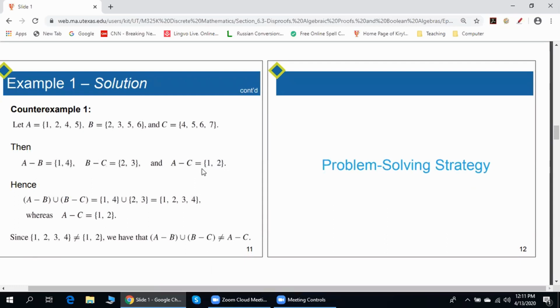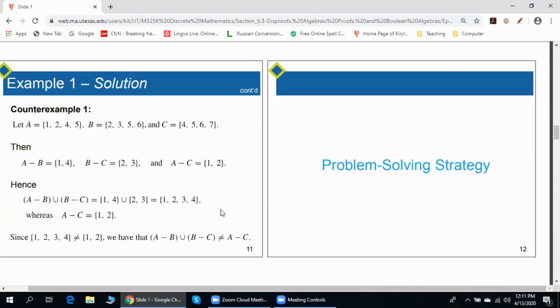Now, the left-hand side is A minus B union B minus C, which is 1, 4 union 2, 3, which is 1, 2, 3, 4. Note that A minus B union B minus C is not equal to A minus C, which gives us a counterexample. We are done.